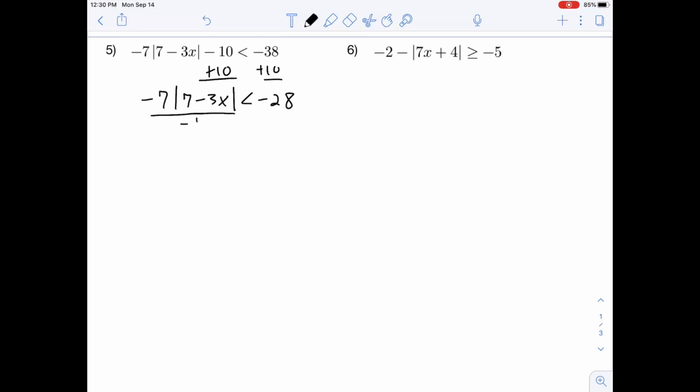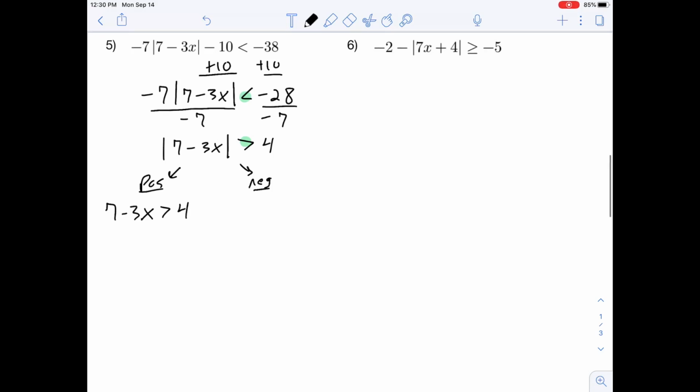Now we're going to divide by negative 7. But what happens if you multiply or divide by a negative? You have to flip the inequality. So this becomes 7 minus 3x is now greater than positive 4. So you see that right there, we flipped the inequality symbol. So now I can set up my positive and my negative case. So I have my positive, negative. I have 7 minus 3x is greater than 4. And then here I have 7 minus 3x is less than negative 4.